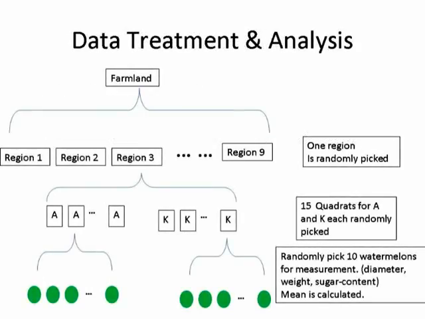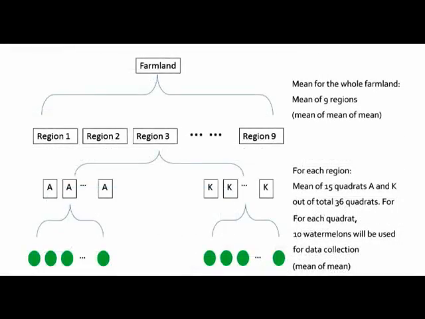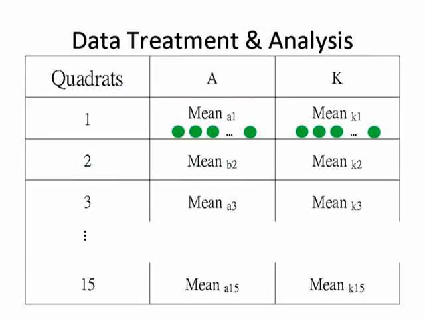Suppose the optimal sample size suggested by our pilot test is 15A and 15K from each of the 9 regions. Then, from each region, we will randomly pick 15 quadrant A's and 15 quadrant K's. For each quadrant picked, we will randomly draw 10 watermelons for the measurements, and the mean for the 10 watermelons will be considered. The mean values for the 15 quadrant A's and 15 quadrant K's will be used to find the mean of the mean for the 2 fertilizers in that particular region.